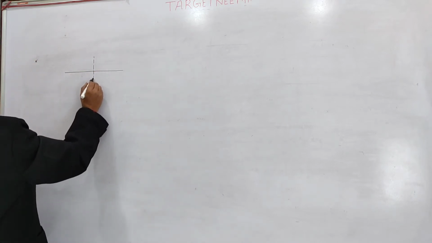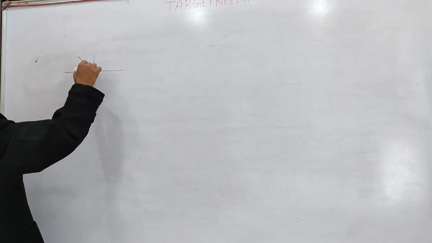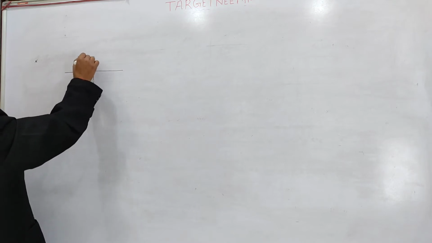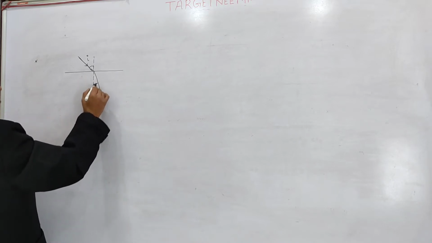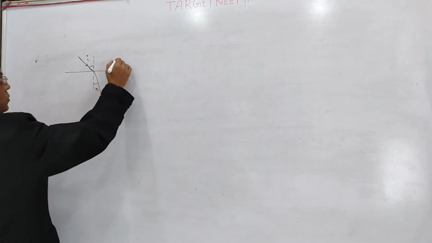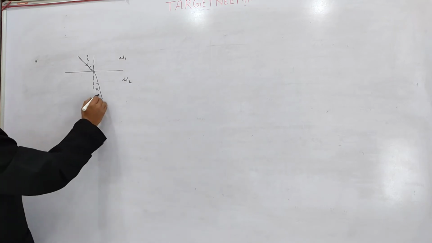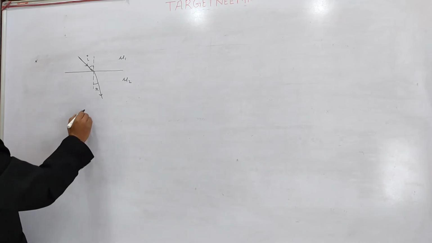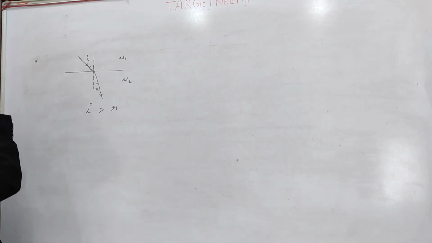Suppose this is normal, this is R, this is mu1, this is mu2. This is refracted medium, this is incident medium. So here from diagram it is clear that I is greater than R.